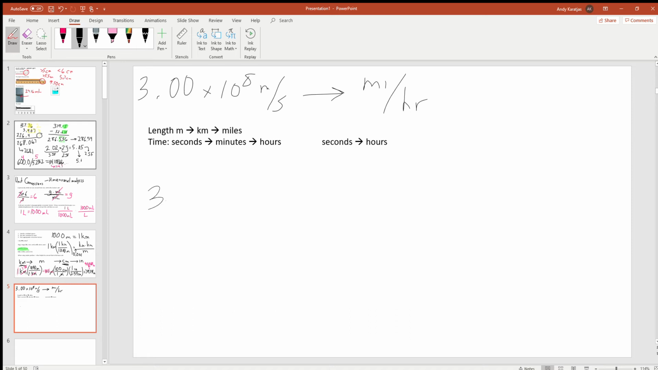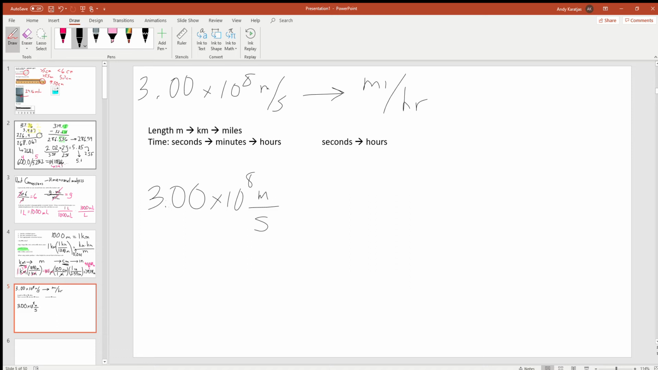So we have 3 times 10 to the 8 meters per second. First thing we want to note very carefully is that our meters unit is on the top and our seconds unit is on the bottom. And so that's going to make a difference when we have to do these conversions.